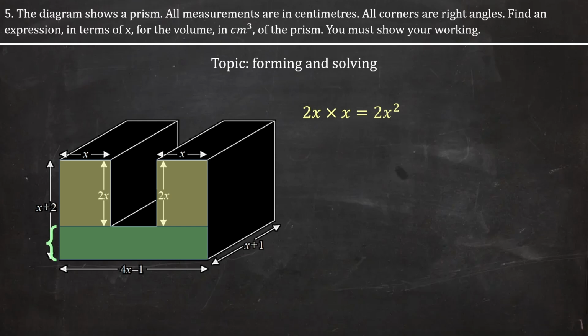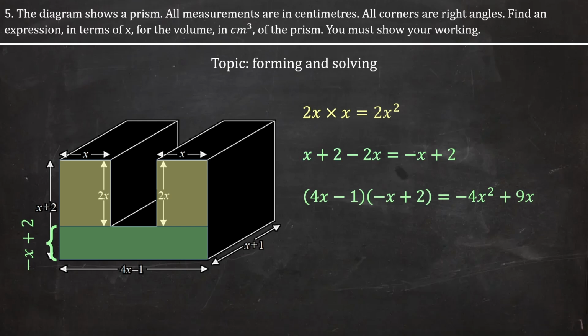The height is going to be that side over there. The total height for the face is x plus 2. The height for the yellow rectangle is 2x. So x plus 2 minus 2x is going to give you minus x plus 2. So the height of the rectangle is going to be minus x plus 2. So the area of the green rectangle is going to be 4x minus 1 times minus x plus 2, which gives you minus 4x squared plus 9x minus 2.